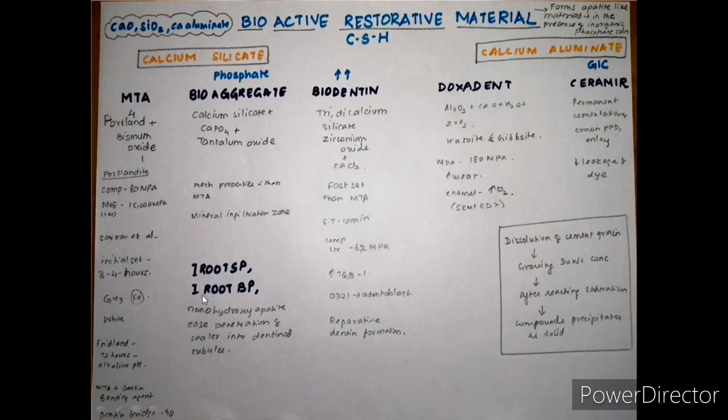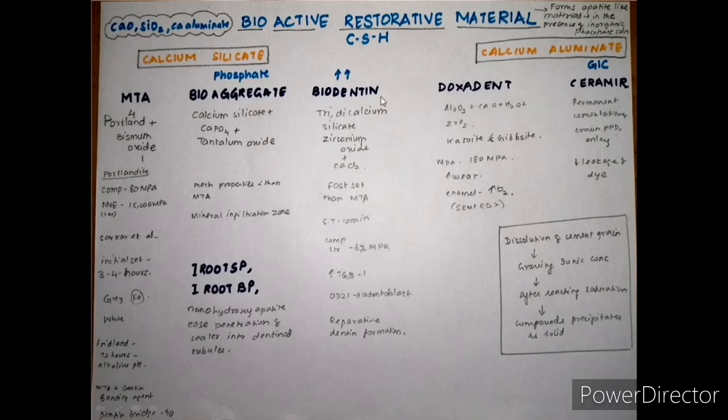Then iRoot SP and iRoot BP. In this composition, calcium phosphate is present. Here nanohydroxyapatite is used in order to enhance the ease of penetration of the sealer into the dentinal tubules. So iRoot SP is a sealer and iRoot BP is a root repair material. And here it is used in the form of nano in order to enhance easier penetration into the dentinal tubules. The setting time of this cement is around 168 hours, which is higher than that of any other bioactive restorative material.